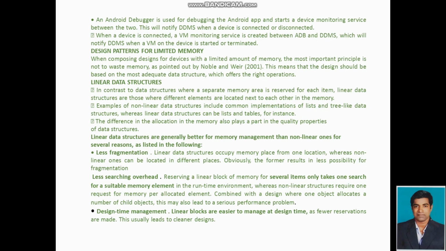Differences in allocation in memory also play a part in the quality properties of data structures. Linear data structures are generally better for memory management than the nonlinear ones for several reasons listed in the following. Less fragmentation: linear data structures occupy memory from one location, whereas nonlinear data structures can be located in different places. Obviously, the former results in less possibility for fragmentation.